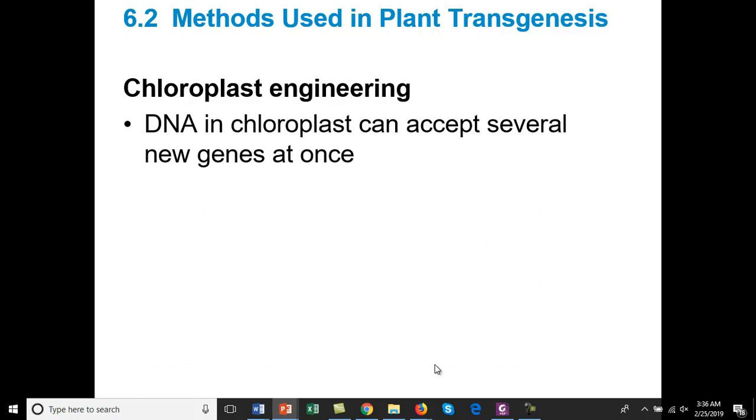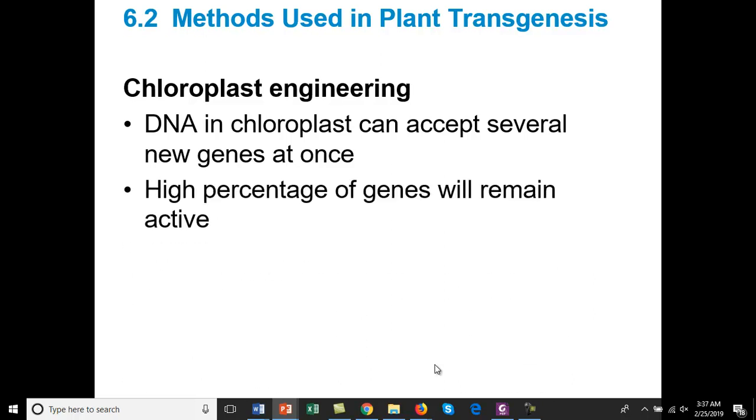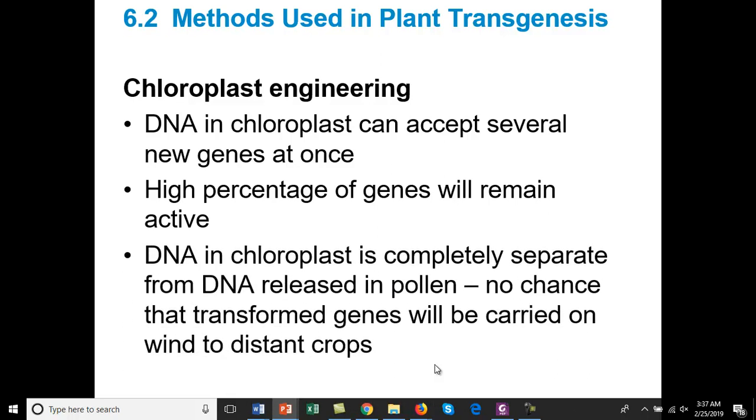The DNA in the chloroplast can actually accept several new genes at a time. So you can get a whole pathway into the DNA of a chloroplast. And a high percentage of the genes will remain active. So you retain activity, and you can do specialized types of transformations because you can insert multiple genes.